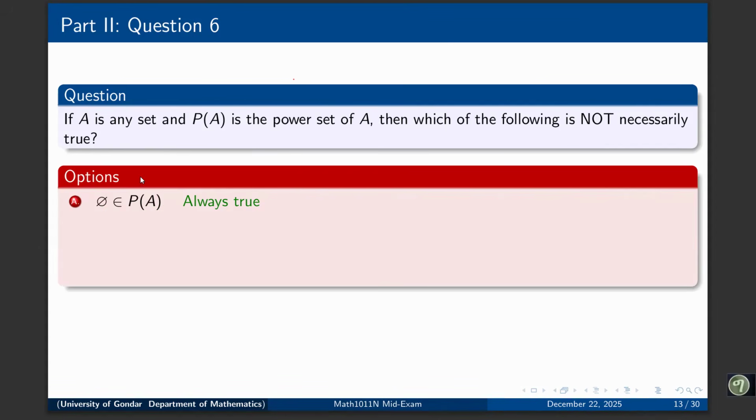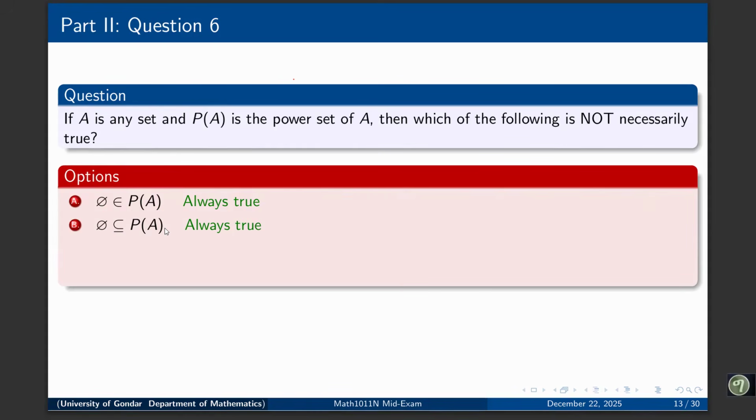And we know that the empty set is a subset of any set. So the empty set could be an element of the power set of any set. Therefore, the statement that the empty set is an element of the power set of A is always true. Second one: the empty set is a subset of the power set of set A.